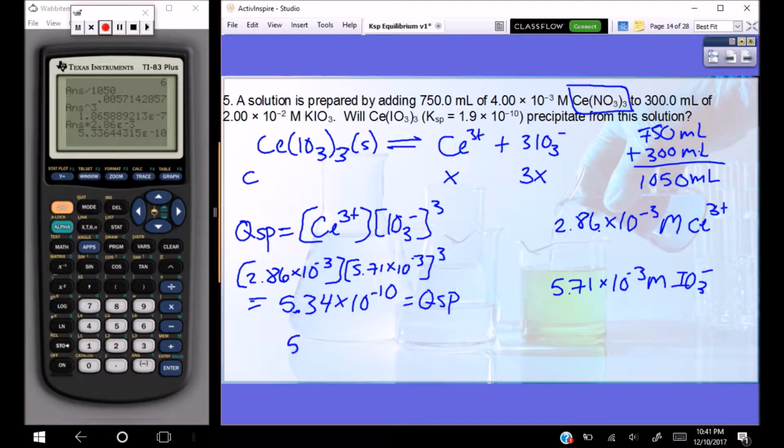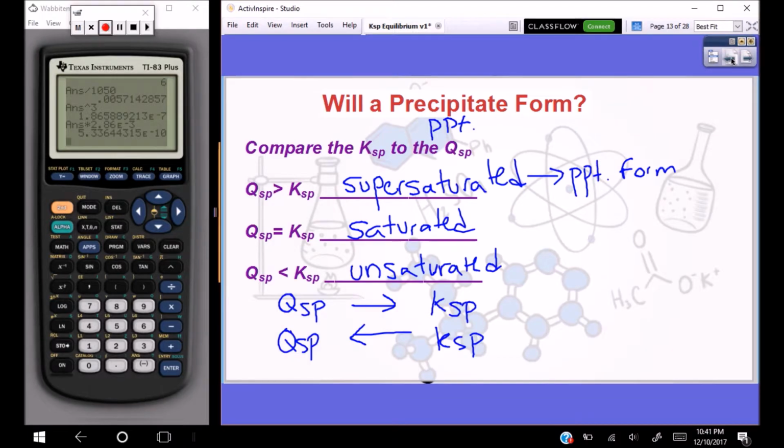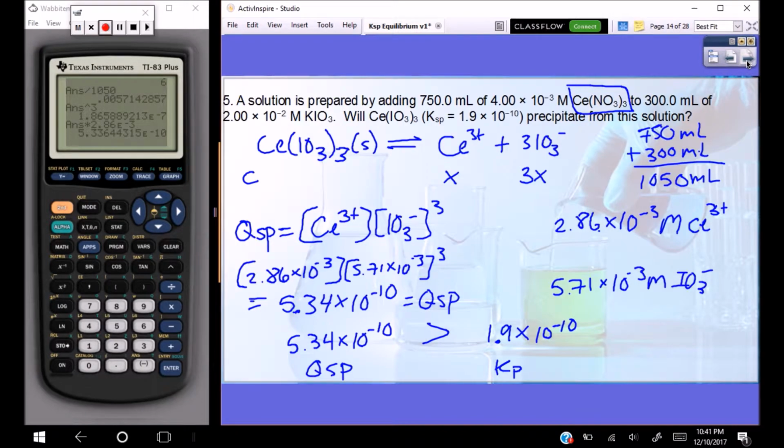All right, so you always want to compare your QSP to your KSP. So if we look, 5.34 times 10 to the negative 10th is my QSP, and my KSP is 1.9 times 10 to the negative 10th. All right, well, it's nice. They're both in tenths, so you can see this one is larger. So if we go back and review, sure enough, when Q is larger, we are supersaturated. Yes, the precipitate forms.